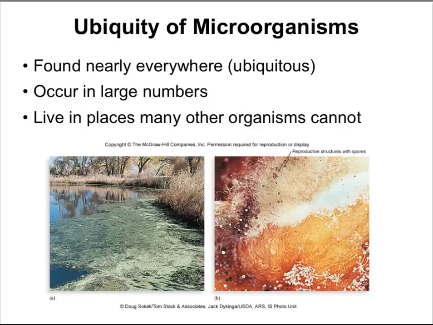So microorganisms are found nearly everywhere. That is, they're ubiquitous. We find them deep in the Earth's crust, we find them in polar ice caps, and we find them in the deepest oceans and hydrothermal vents. They make up for their small size because they occur in such large numbers. And they have the ability to survive where many other organisms cannot.